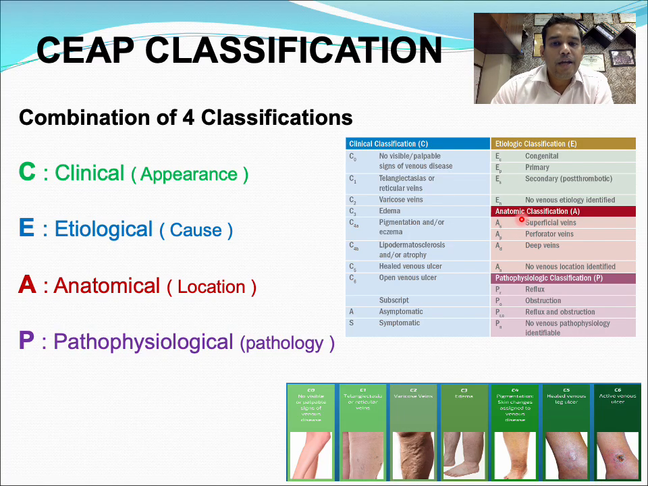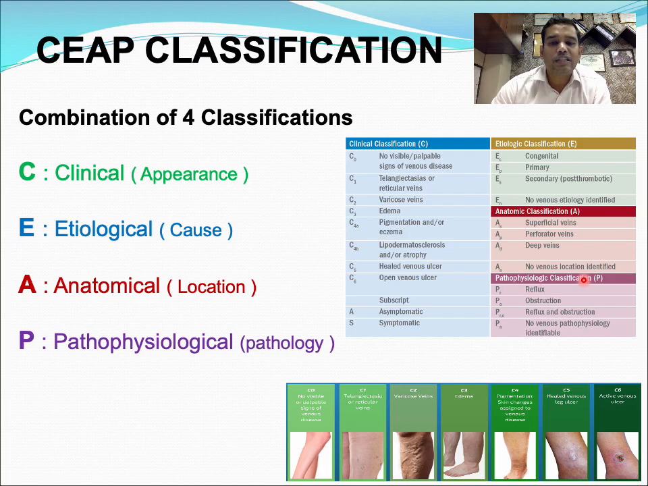A, anatomical classification. Anatomical classification you have divided into three. Which part of the vein is involved? Whether it is involving the superficial venous system, then you will write it as AS. If it is involving the perforator vein system, only any of the perforators is incompetent, you write it as AP. If it is involving the deep venous system, there is thrombosis in the deep venous system, then you write it as AD. And if there is no cause identified, no anatomical location identified, but the patient is still having a venous ulcer over the leg and other symptoms of varicose veins, then you label it as AN.